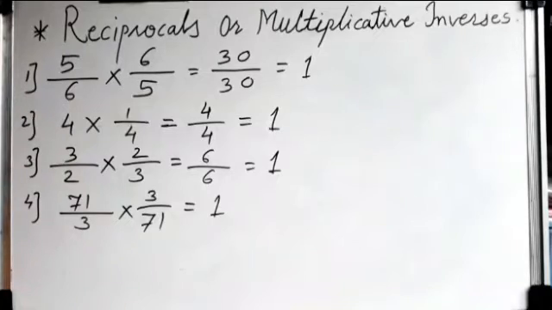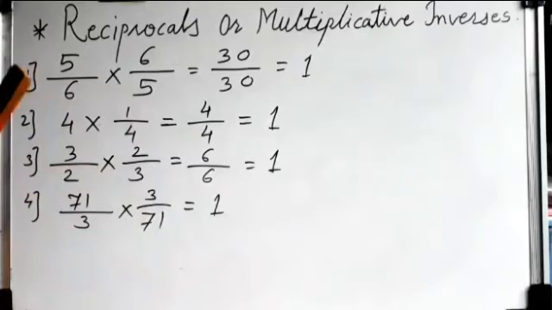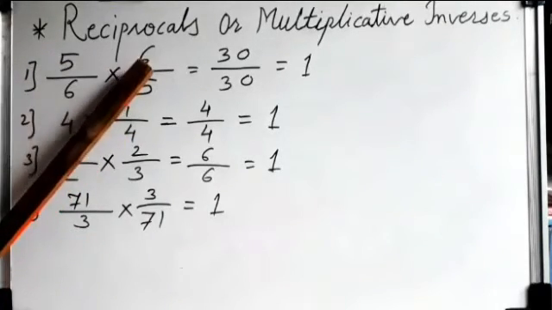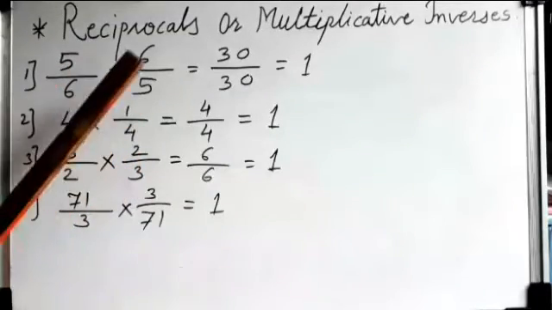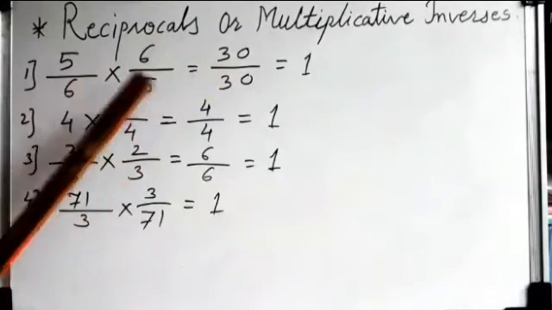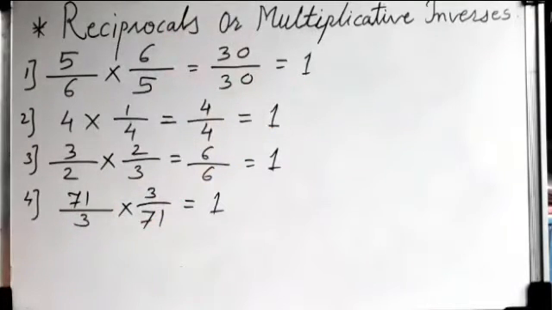Look here, 5 upon 6 into 6 upon 5. As I told you, in multiplication of fractions, you have to multiply numerator by numerator and denominator by denominator. So here I did the same thing: 5 sixes are 30, 6 fives are 30. That means 30 upon 30 is equal to 1.